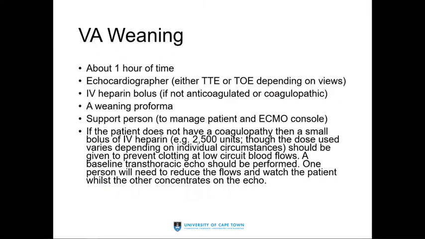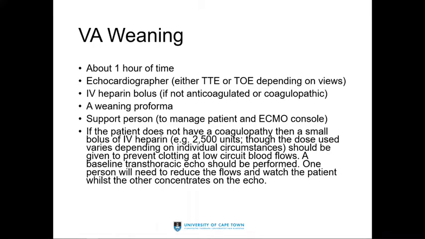In terms of VA weaning, it's a process, and we require about an hour of time in terms of doing a TOE. And just to remember, if you have to decrease the flow rate when you're weaning off VA, that runs the risk of the circuit clotting, because the faster it flows, the less likely it is to clot. But if you run very low flows for a long time, you may lose your oxygenator completely.